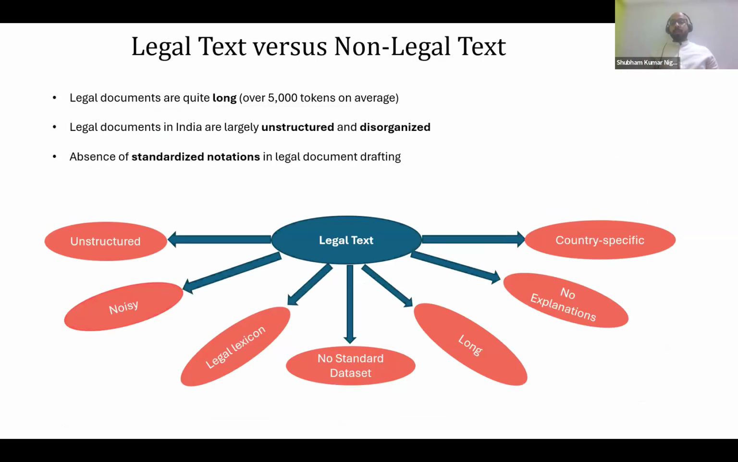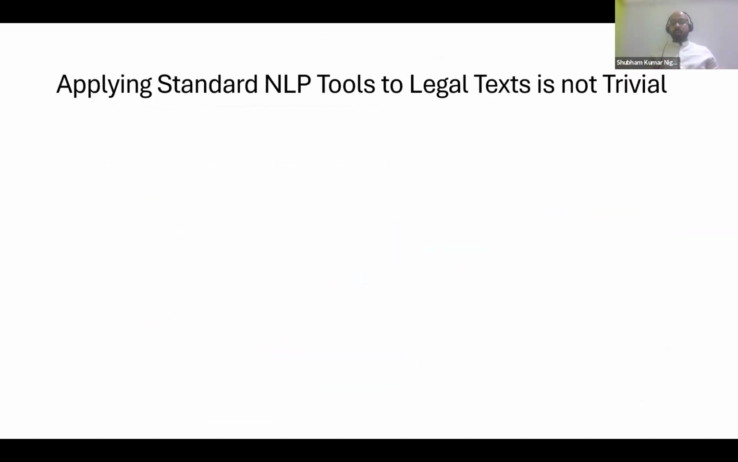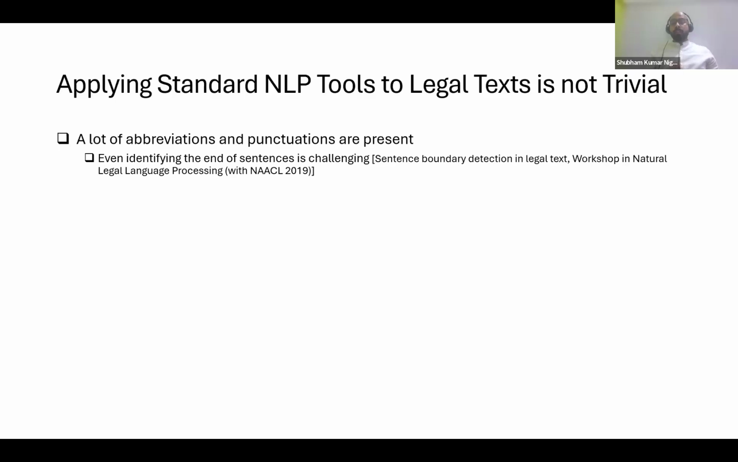Someone can ask what the exact difference is between legal text and non-legal text. As I already showed you, it is totally unstructured and unorganized data, and quite long, sometimes hundreds and thousands of pages. There are no standard notations for drafting legal documents, and it has country-specific challenges, which I will tell you about. There are also lots of abbreviations and punctuation, and we can't directly apply standard NLP tools to legal text, as it is not a trivial task.